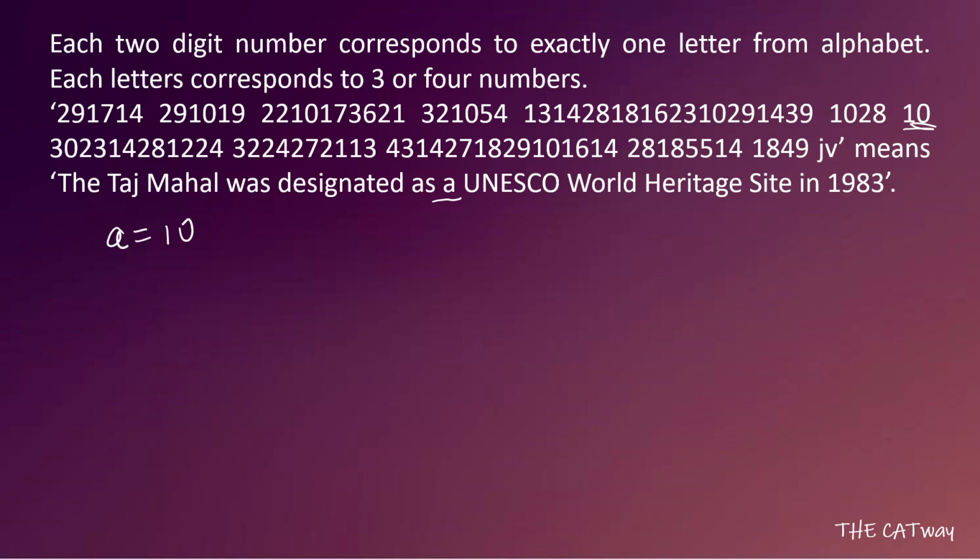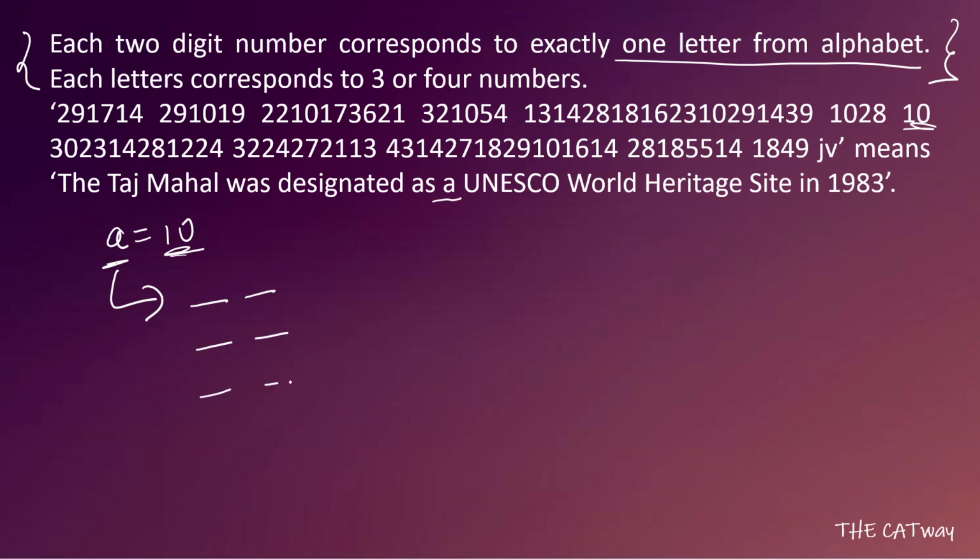Now what does the initial information mean? Each two-digit number, let's say 10, corresponds to exactly one letter from the alphabet. That means 10 can only be equal to A, but A can be equal to more than one two-digit number, either 3 or 4 two-digit numbers. So 4 two-digit numbers can represent A, but each two-digit number is going to represent only one alphabet. So this is what it says.